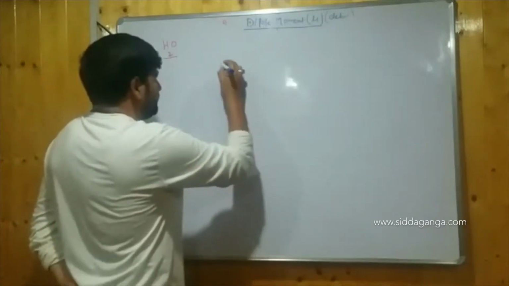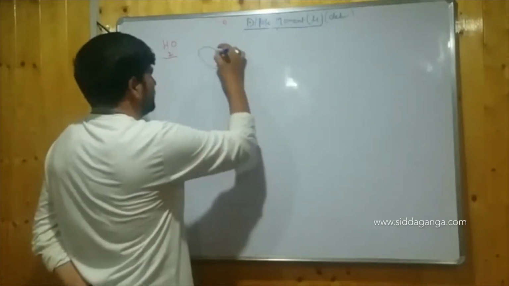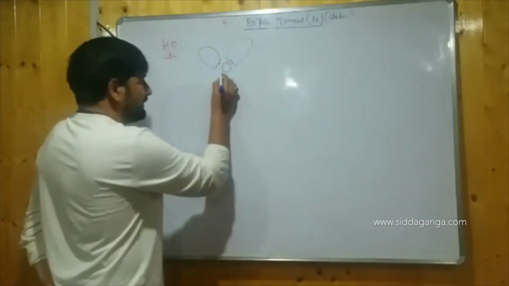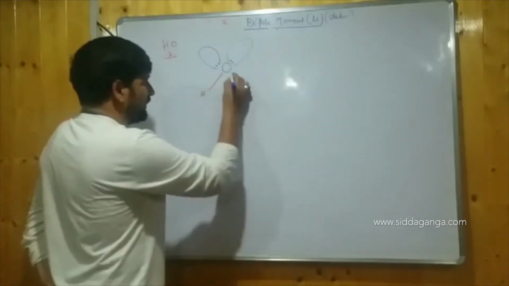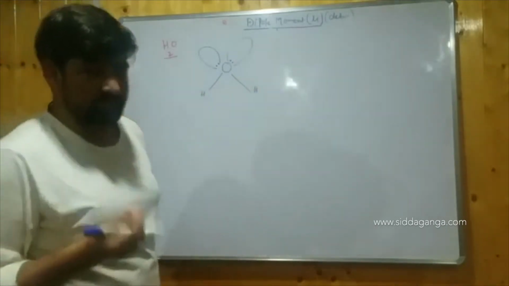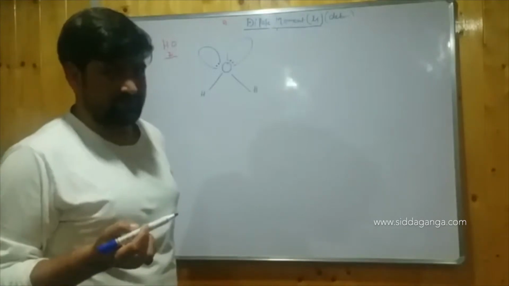We got oxygen and we have two lone pair of electrons. This is one and this is the second one. You got two lone pair of electrons. Then you got hydrogen and you got one more hydrogen. Because we have learnt in VSEPR theory that we do not need to show the shapes. Clear or not? We already learnt it in VSEPR theory.